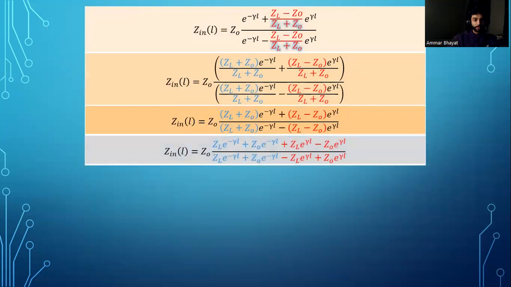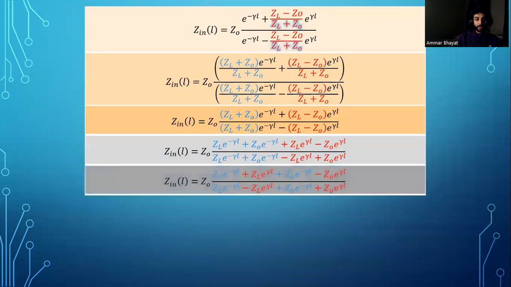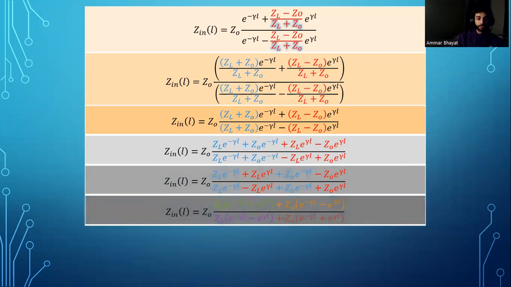Now let's distribute our e to the powers. So we get these terms right here. Now let's combine all our ZLs and Z naughts together. We're going to end up with this, and I color coded it so you can see what's really going on. And then let's factor out our ZL and Z naughts. So now we're left with e to the gammas, like negative versions.